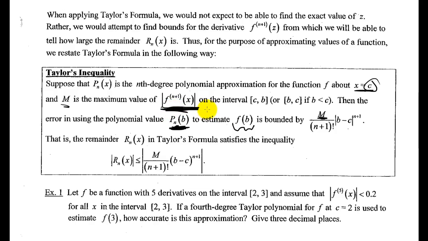And you're thinking, well, maximum value? Well, think about sine and cosine. Sine and cosine are between negative 1 and 1, so the biggest value for sine would be 1 if that's what the derivative was. If this said sine of x, the biggest value would be 1. Over n plus 1 factorial, b minus c to the n plus 1, that is all that just says the error will be less than or equal to the next term. That is, the remainder in Taylor's formula satisfies the inequality. The absolute value of the error will be less than or equal to, essentially, like I said, the next term.